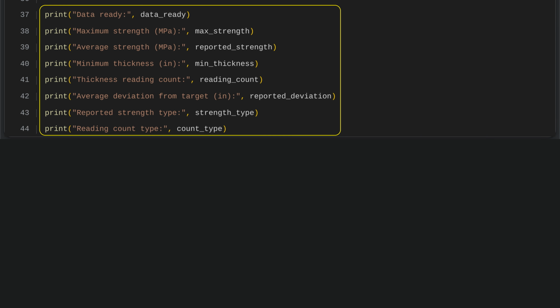The output first confirms that the datasets contain data, then summarizes key measurements: maximum and average concrete strength, minimum slab thickness, the number of thickness readings, and the average deviation from the target thickness. These values help describe material performance and measurement consistency. It also checks the data types for the reported strength and reading count to help catch type-related issues before further processing.